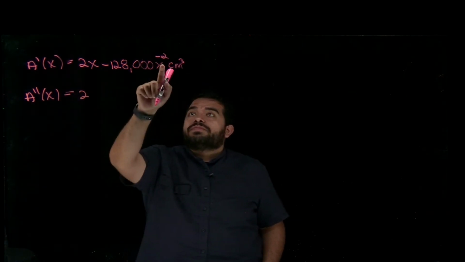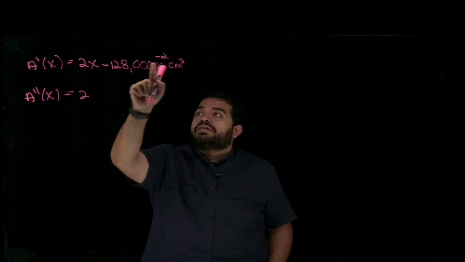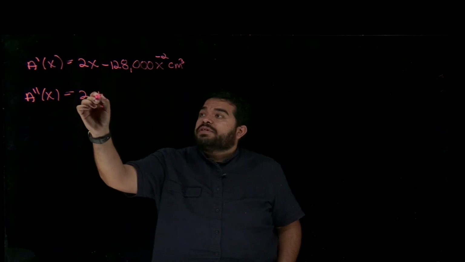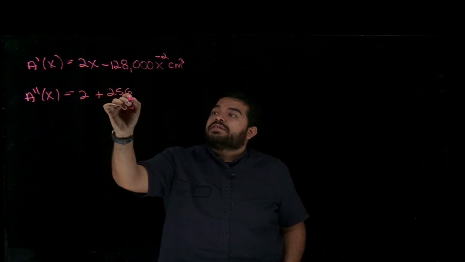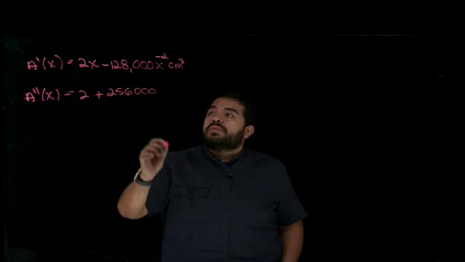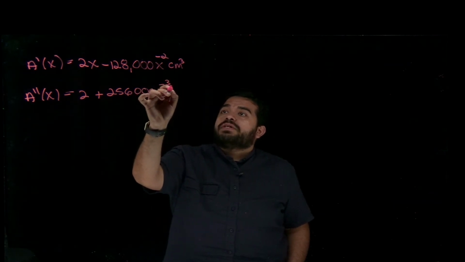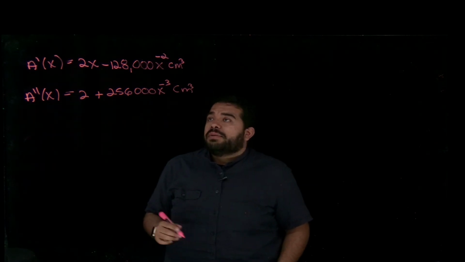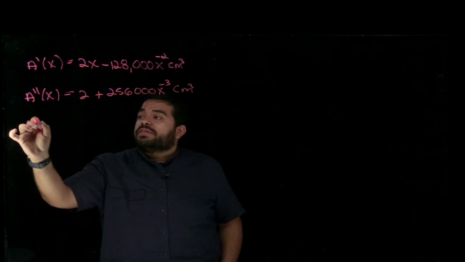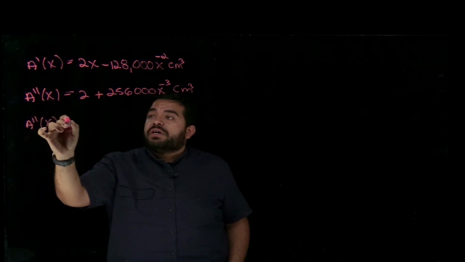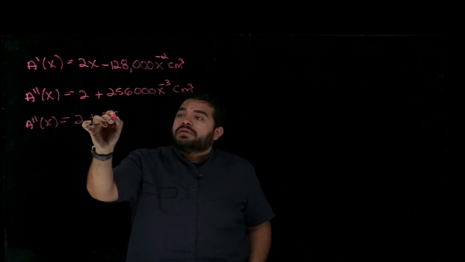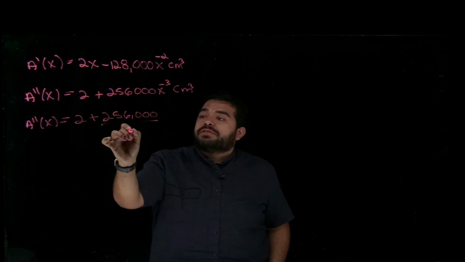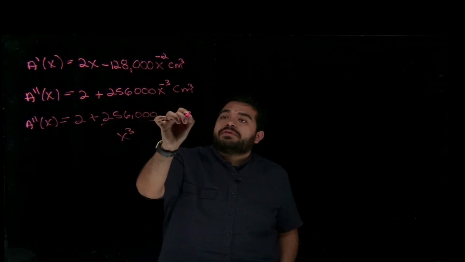How about here? We multiply this times this. So notice negative times negative will become positive, and that will give me plus 256,000 x to the negative 3 cm cubed. And let me go ahead and just make the power positive now. So these two are equivalent here, divided by x to the third power cm cubed.